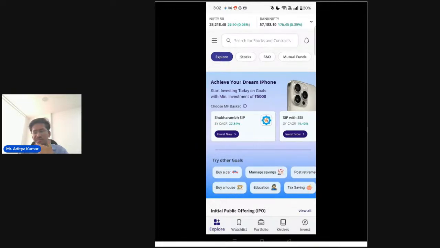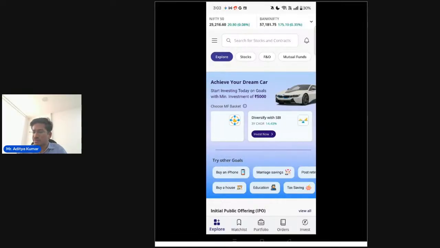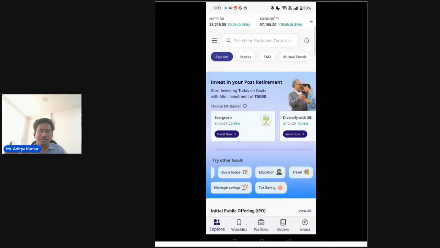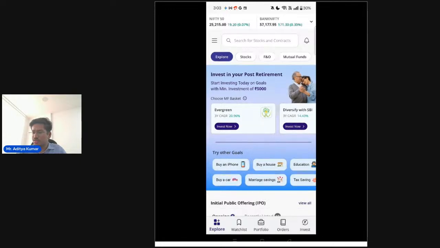And if you want to save taxes and also want to invest in mutual funds, then this is the best option that you have. If you want to buy a dream car, then you can see the MF basket, all-in-one basket, diversify with SBI. So these are basket young guns. For marriage savings, we have Subaram Grow with SBI. You can invest in these because these are curated baskets made by our experts. So you can go through each and every one of them.